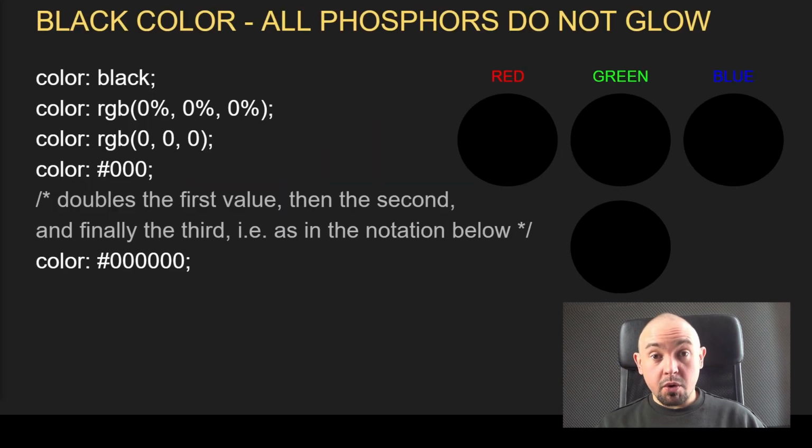Like I said before, the black color is formed when all the phosphors do not glow at all. This color can be set in CSS using the name black. We can also use the RGB function with the values 0 or 0% for each basic color. The point is simply to keep these pixels from glowing. In the hexadecimal system, this color can be written as 6 zeros, or in the short version as 3 zeros.